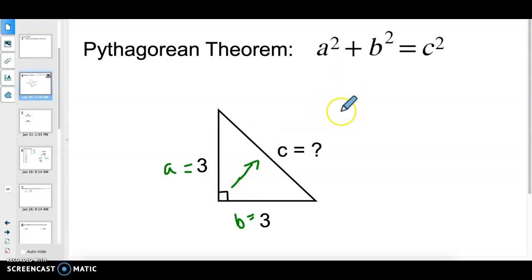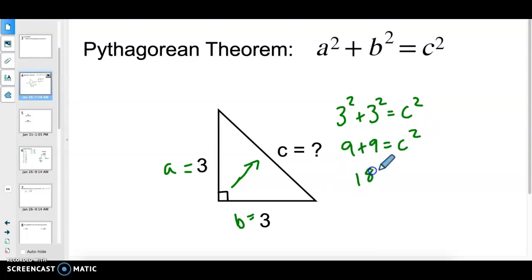So in this case, if I set it up, it would look like 3 squared plus 3 squared equals c squared. So 3 squared is 9 plus 9. So 18 equals c squared. Remember, to get rid of the squared, you can take the square root. So what we're left with is c equals square root of 18. And I know in the past we did plus or minus, but because it's a side of a triangle, it can only be positive. So we're just going to do positive square root of 18. We don't know the square root of 18, so we're just going to leave it like that for now.